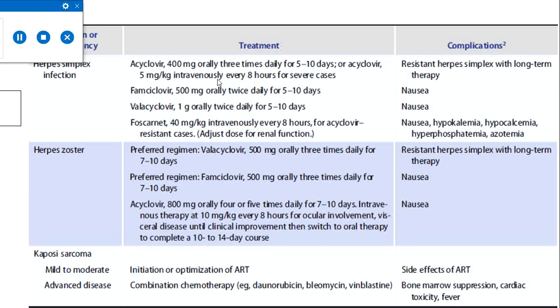Herpes simplex infection, with recurrent oral ulcers and painful infection, is treated by acyclovir 400 mg 3 times a day orally for 5 to 10 days, or it can be given intravenously 5 mg per kg 8 hourly. Alternative drugs are famciclovir, valacyclovir, and foscarnet, the last one being intravenous.